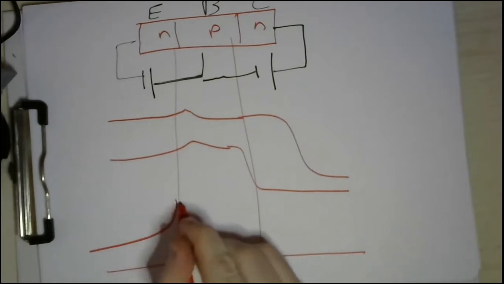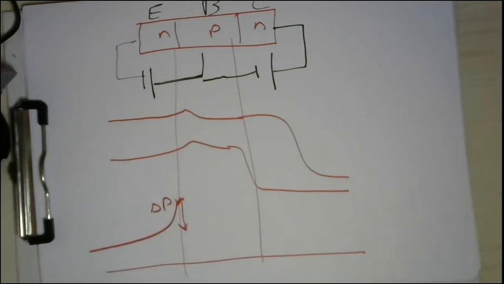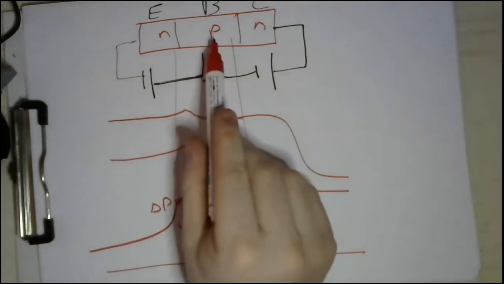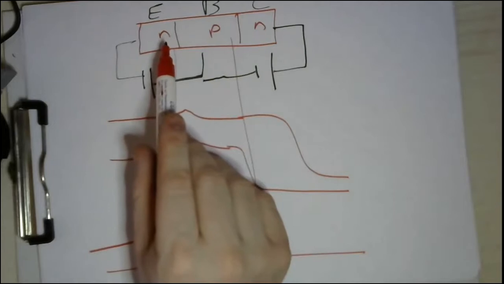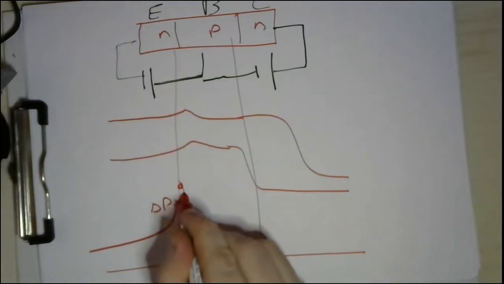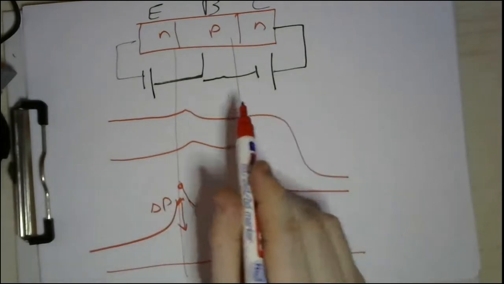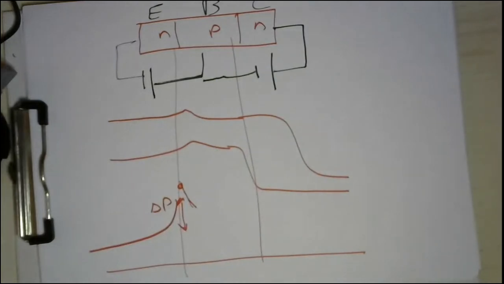Because now this increase, we usually call it delta P. This delta P increase is due to the flowing of holes from the base to the emitter. And also you should see something increasing here. Okay, then what will happen on the other side? Now this is a reverse bias. What do you mean by reverse bias?